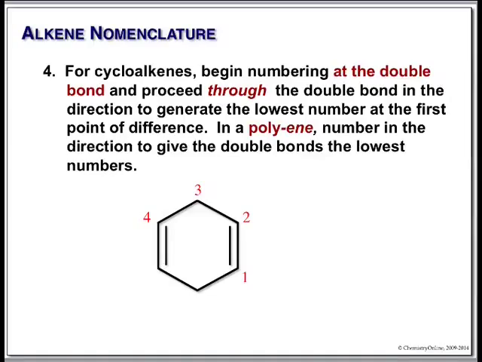It has 2 double bonds, so it's going to be a diene. And those double bonds are located at carbons 1 and 4. It's a cyclohexadiene. The double bonds are located at carbons 1 and 4. 1,4-cyclohexadiene. All one word.